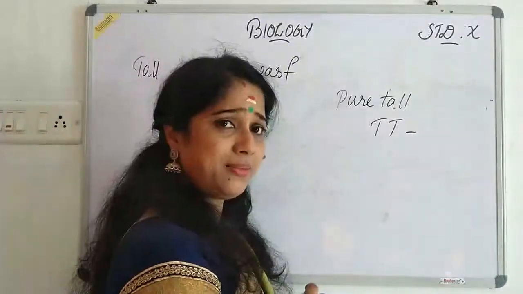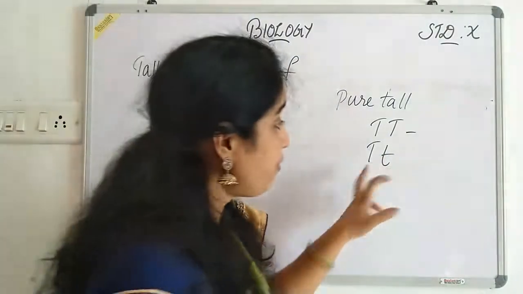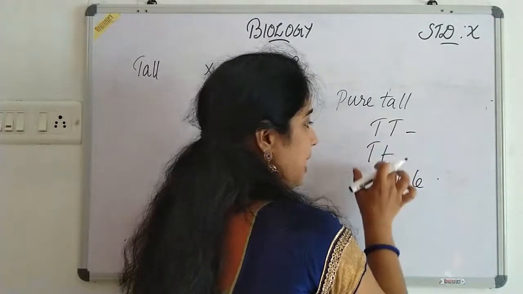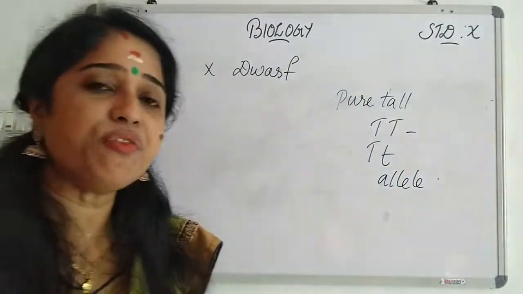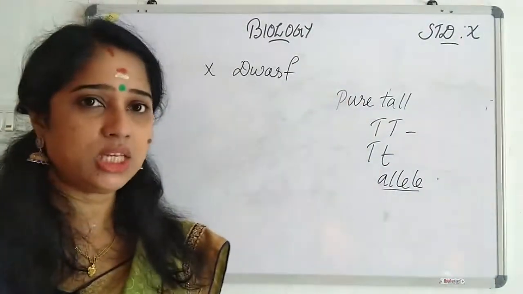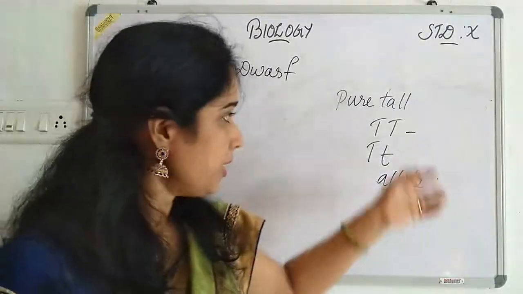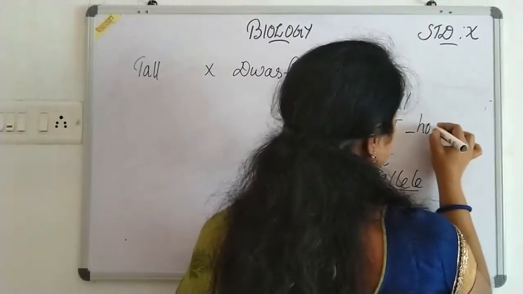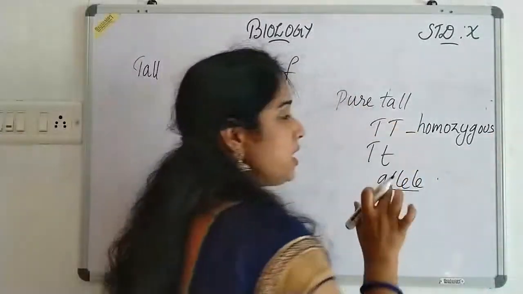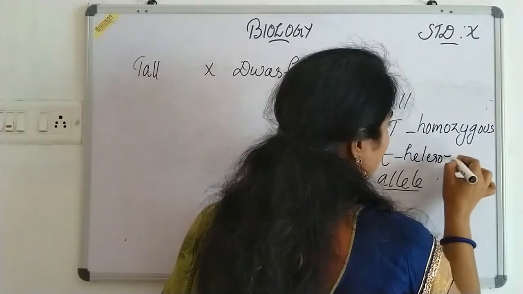Second condition, who can tell me? Yes, 1 capital T and 1 small t. So this alternative form of the gene is known as what? Allele. This is the alternative form, capital T, small t, and this alternative form of the gene is known as the allele. Just note it down. Clear? Yes. So if both are the same, we can call it what? Homozygous. Another term, just note down. Homo means what? Same. Then what about different? It is heterozygous.